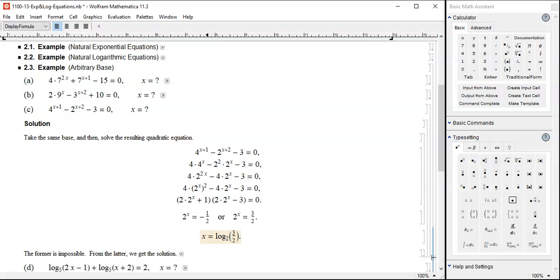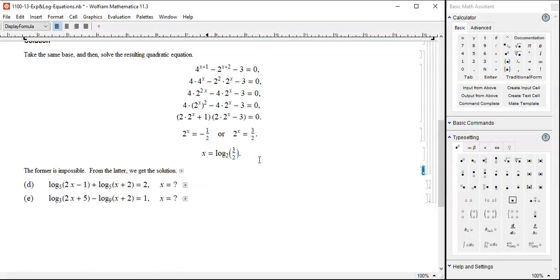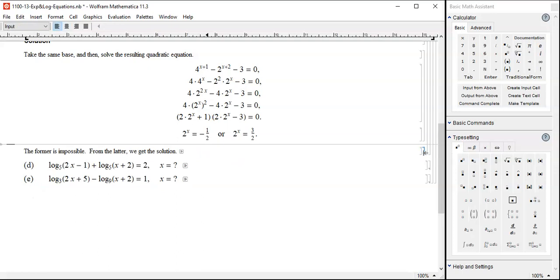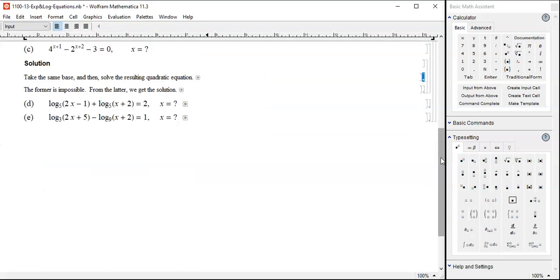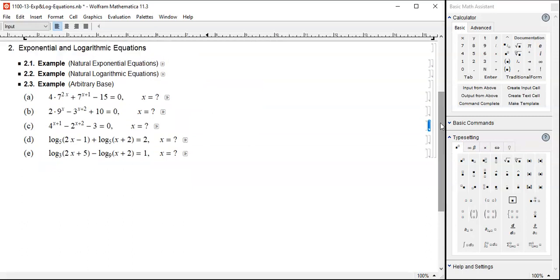Or you can use natural logarithm. Take the natural log of both sides and use your log rule. Take x outside and move this ln to the other side. You can work it out like that too, but taking log base 2 is a little bit easier way. Okay, that was a quick review, and let's go to logarithmic equations.